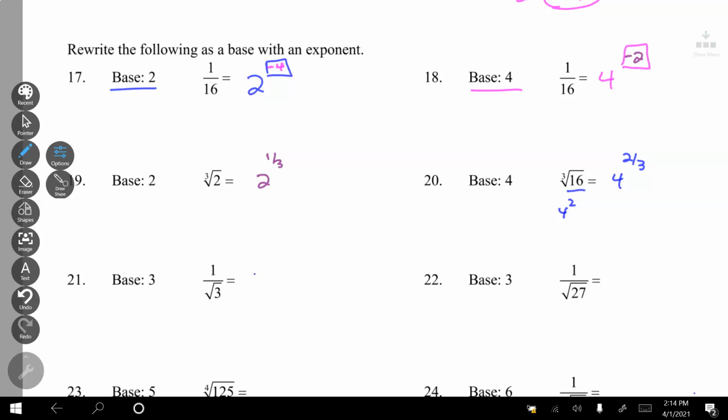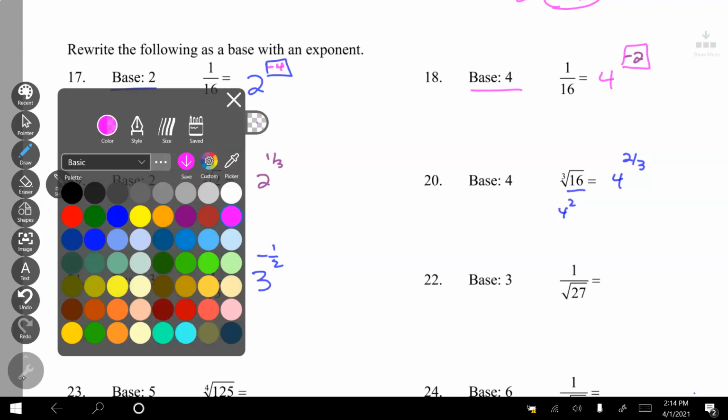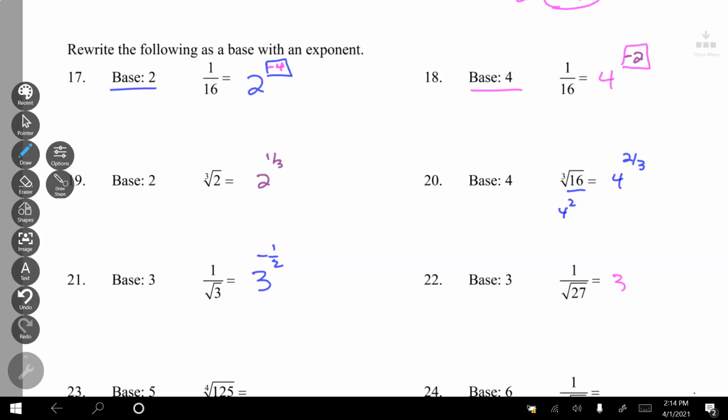Same thing here. I have a base 3 that's given to me. I see it's 1 over, so it's going to be negative. I see a root here, so it's 1/2. It's 3 raised to the negative 1/2. Same idea for this next one. I see a base 3 I have to use. Well, a lot of ways I can think about it. I see it's 1 over, so it's going to be negative. I see a root, which means it has to be a half, and I see 27, and I know 3 to the 3rd is 27. So I get 3 to the negative 3 over 2 to get that root.